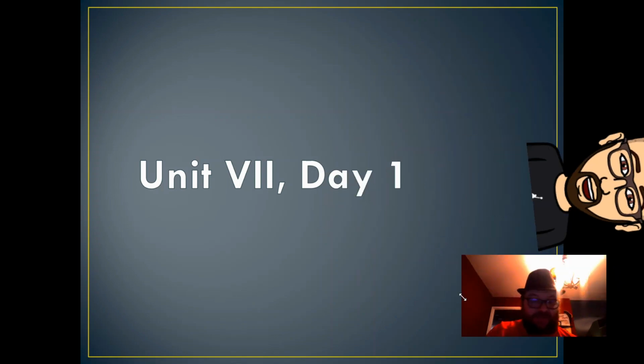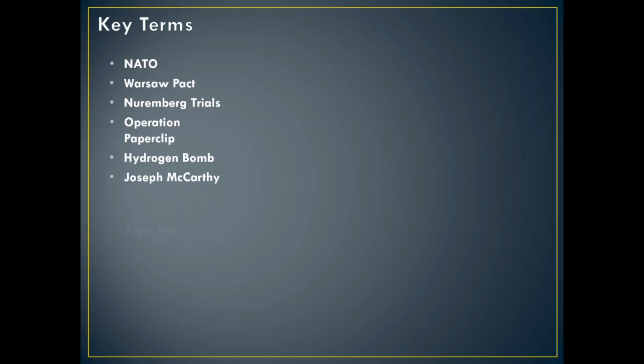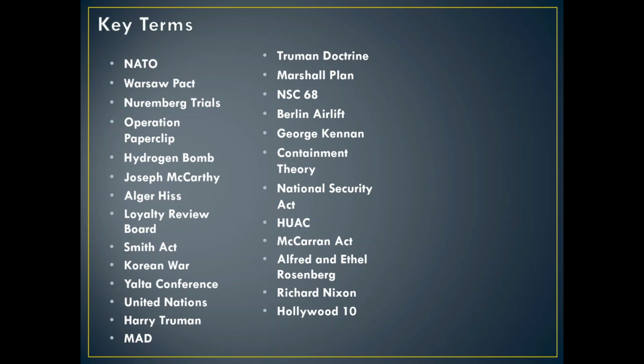Alright, kiddos, your key terms for today are NATO, the Warsaw Pact, the Nuremberg Trials, Operation Paperclip, the hydrogen bomb, Joseph McCarthy, Alger Hiss, the Loyalty Review Board, the Smith Act, the Korean War, the Yalta Conference, the United Nations, Harry Truman, MAD, the Truman Doctrine, the Marshall Plan, NSC 68, the Berlin Airlift, George F. Kennan, the Containment Theory, the National Security Act, HUAC, the McCarran Act, Alfred and Ethel Rosenberg, Old Dick Nixon, and the Hollywood 10.